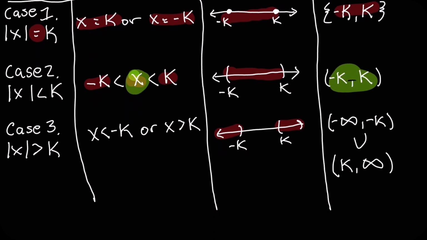Okay, so our last one is case 3, where the absolute value of x is greater than k. The way to set this one up, you'll have either x is less than negative k or x is greater than k. And then remember, our final solution will look something like this.